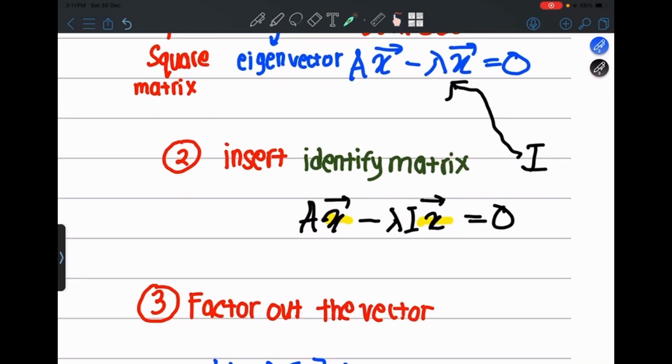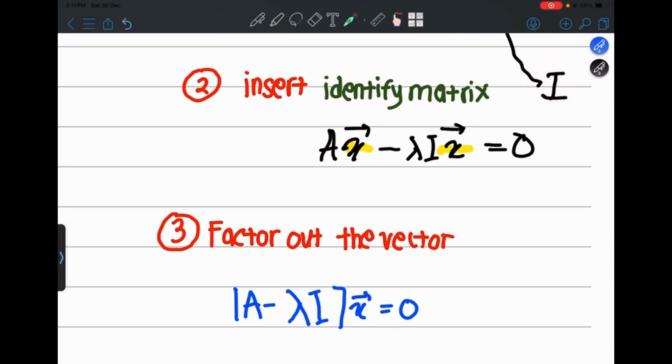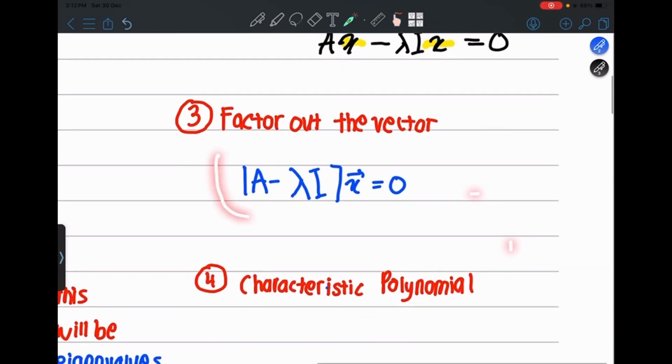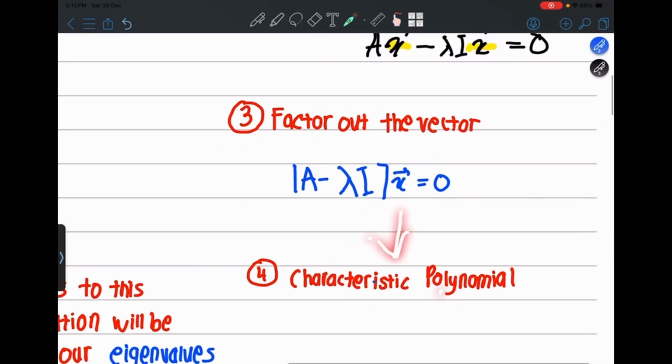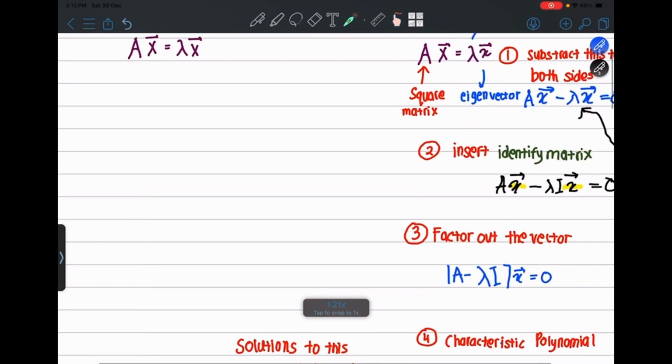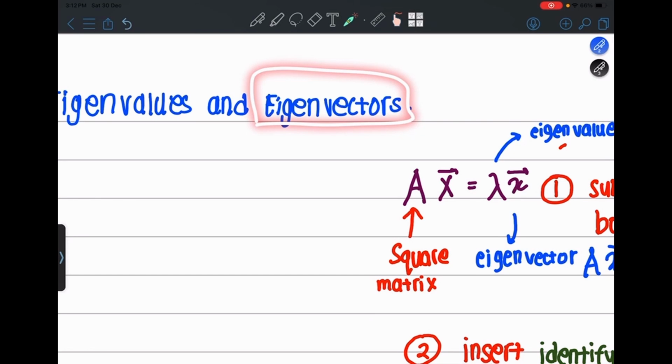After that, we have to insert the identity matrix between the lambda and x. The identity matrix is I. After that, factor out the vector. We put x outside A and lambda I, and then we get this formula after factoring out the vector. And this is actually the characteristic polynomial. After we get all that, the solutions to this equation will be our eigenvalues. So we can find the eigenvalues, and then we move on to find the eigenvectors.